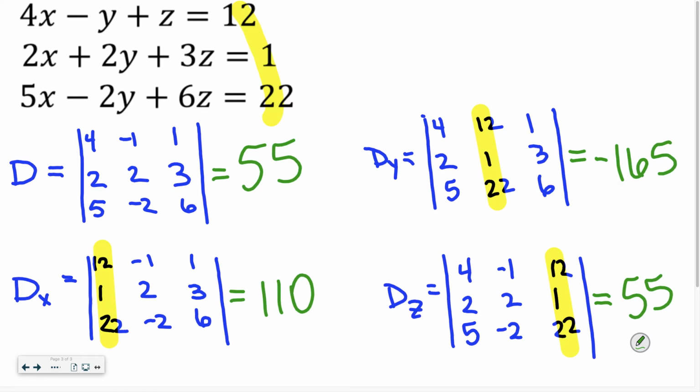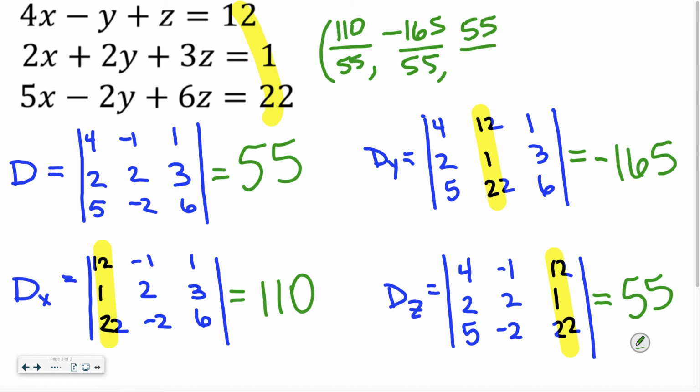Okay. So now, to find our XYZ coordinate, okay, we need to take D sub x over D and D sub y over D and D sub z over D, which would give us the coordinate 2, -3, 1.